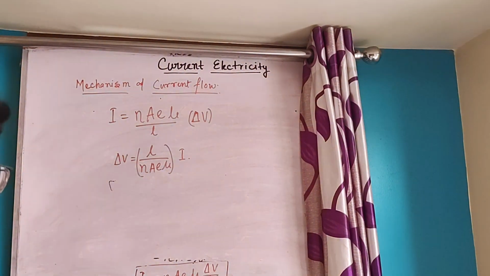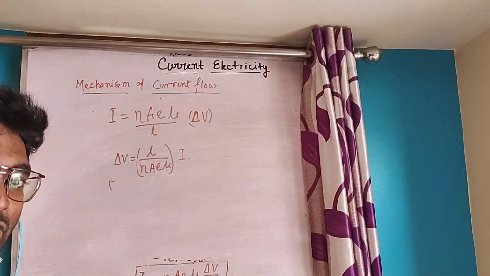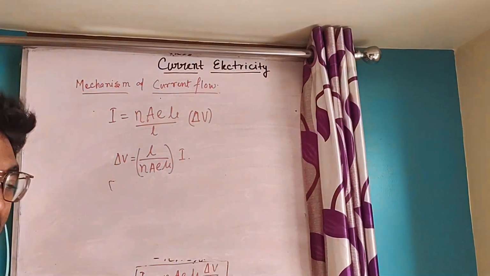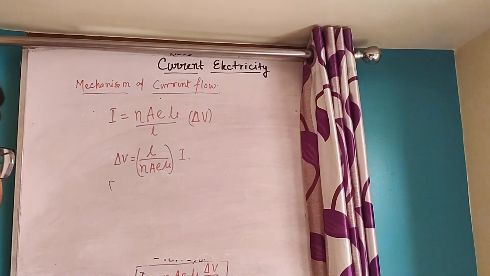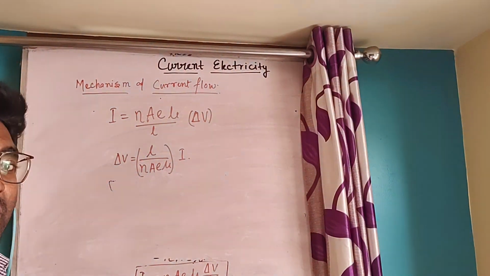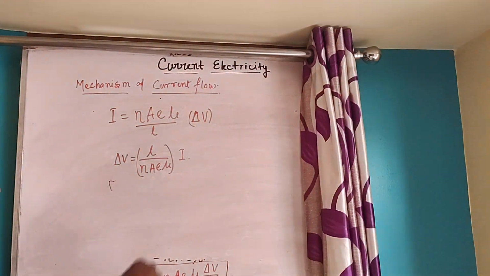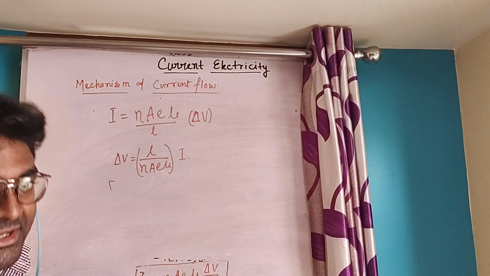And mobility, obviously, mobility is the ability to move. So it will depend on temperature and pressure. And in Ohm's law, I have said that temperature, pressure, and all other physical factors remain constant. So mobility will also remain constant. So these all are constant terms.